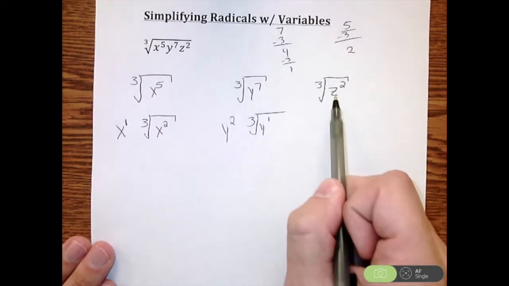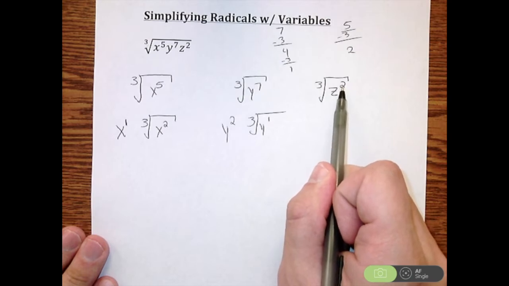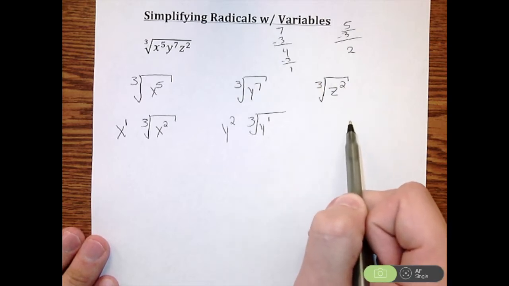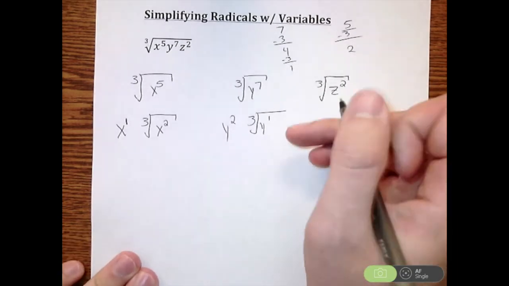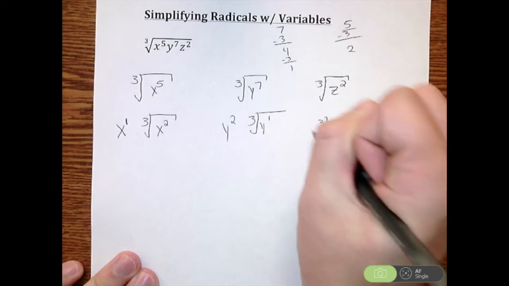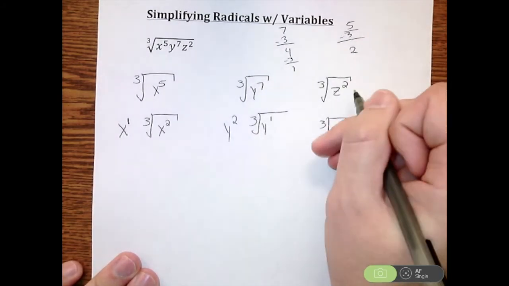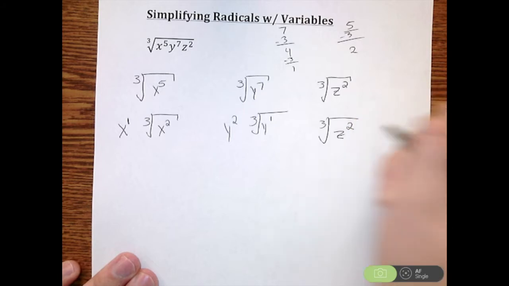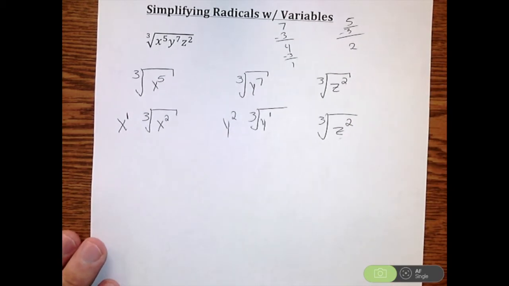And then this third piece, I have the cubed root of z squared. So I'm going to ask myself, how many times can I take 3 away from 2? Well, I can't take away any at all. So if I can't take anything away, I'm not going to write anything on the outside. Then on the inside, I write what's left over. Since I took nothing away, I can't take 3 away from 2. All I'm left with is a remainder of 2. So actually that last piece stays the same.